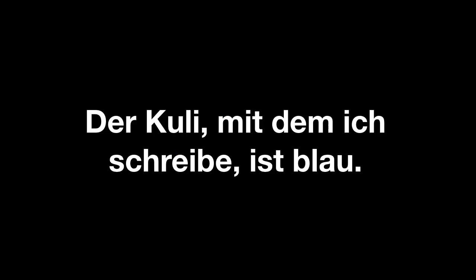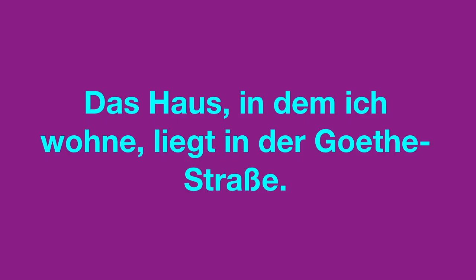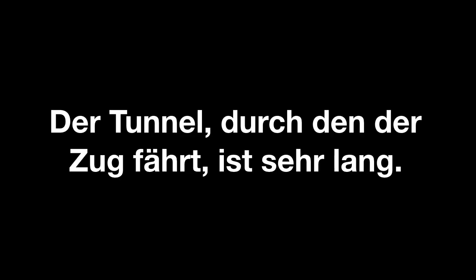We can do it in German. Der Kuli, mit dem ich schreibe. Mit dem, with which, the pen with which I write. Der Kuli, mit dem ich schreibe. Dem refers back to the Kuli. We have a preposition mit in front of it. Das Haus, in dem ich wohne, liegt in der Goethestraße. The house in which I live. Right? In which, in dem. Das Haus, in dem ich wohne. Dem refers back to the house. We have a preposition in front of it.